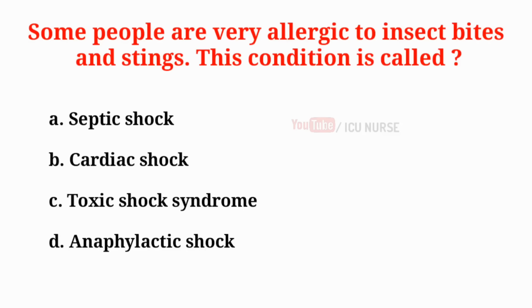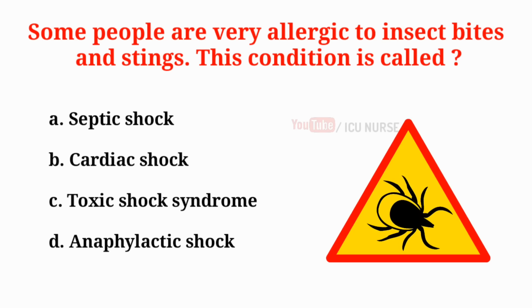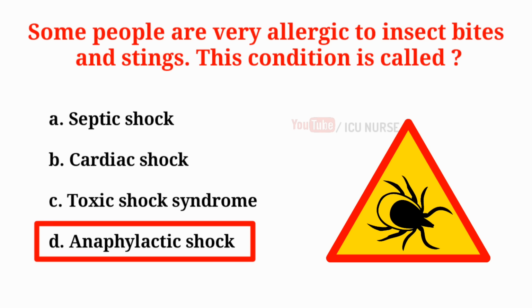Some people are very allergic to insect bites and stings. This condition is called A. Septic shock. B. Cardiac shock. C. Toxic shock syndrome. D. Anaphylactic shock. And the correct answer is D. Anaphylactic shock.